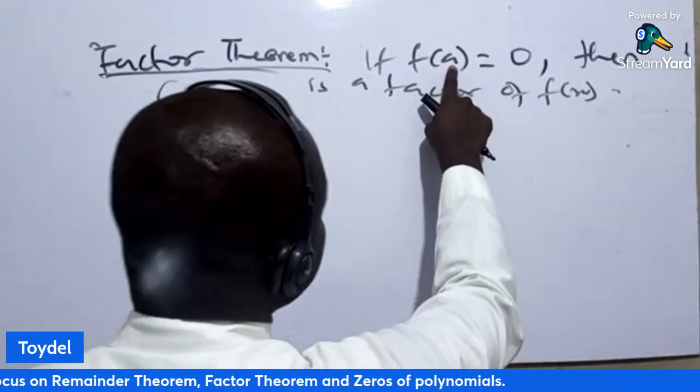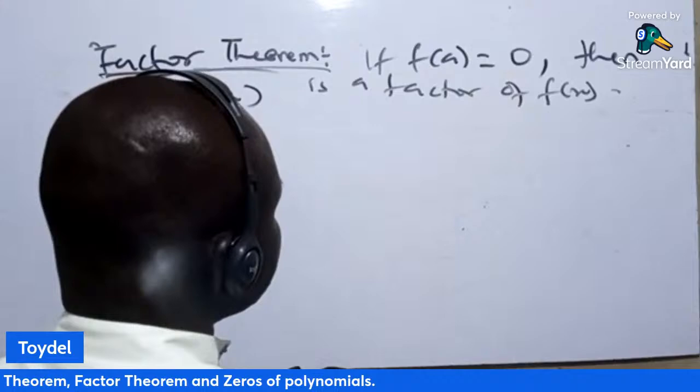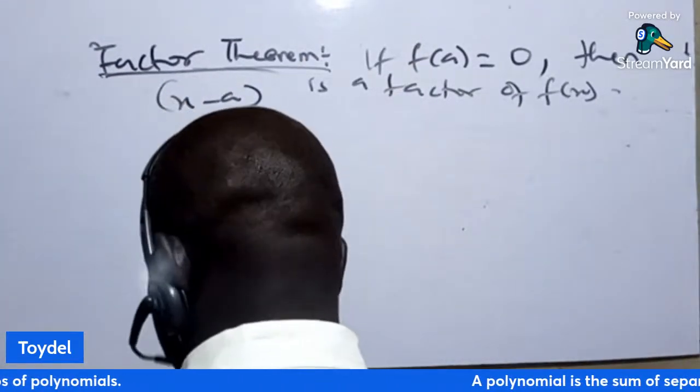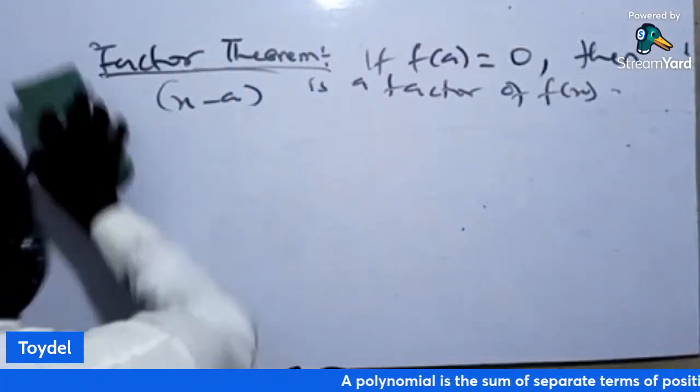That is, if you are given a polynomial and a divisor, when you substitute the value of that divisor into the polynomial, and your result is 0, it simply means that this x minus a is a factor of f of x. So I'm going to give an example on that.